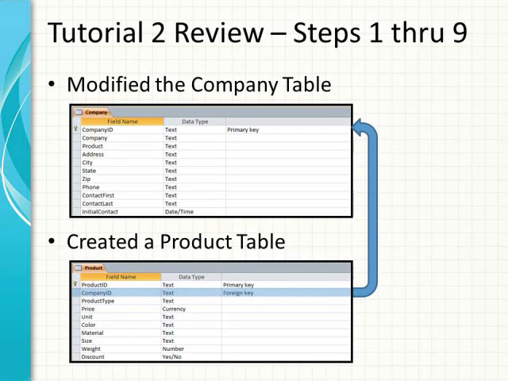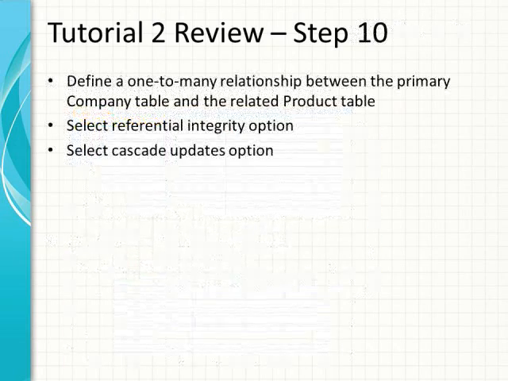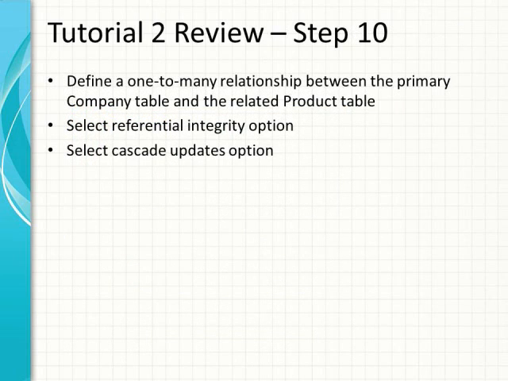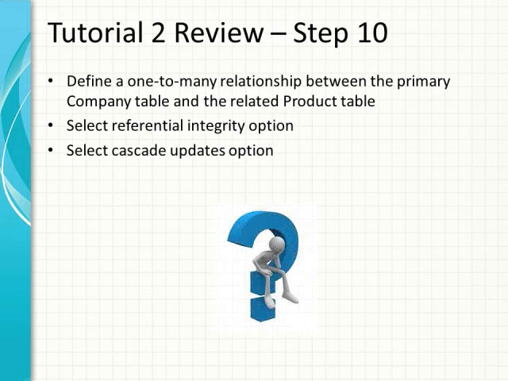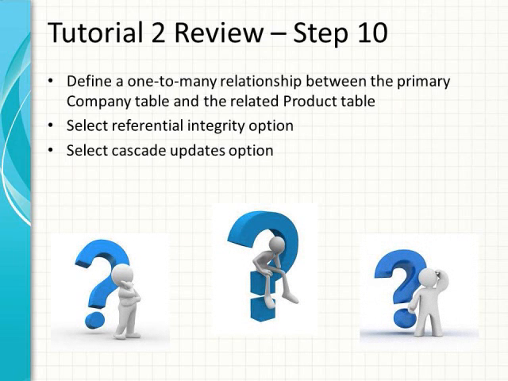And step 10's all about how we handle that foreign key in the product table that refers back to the primary key of the company table. Here are the instructions for step 10. It says to define a one-to-many relationship between the primary company table and the related product table. Select referential integrity option and then select the cascade updates option. That sounds easy enough, but what in the heck does that actually mean?